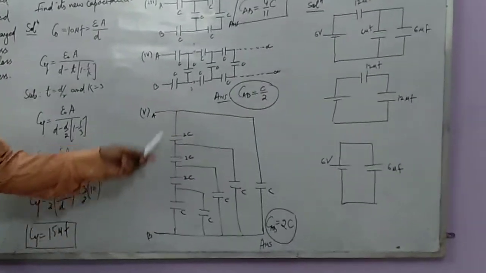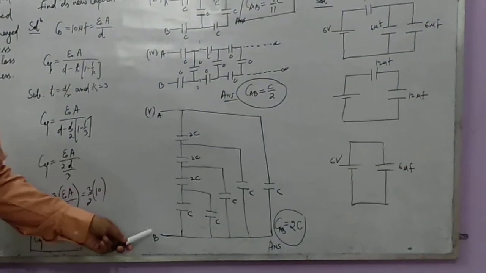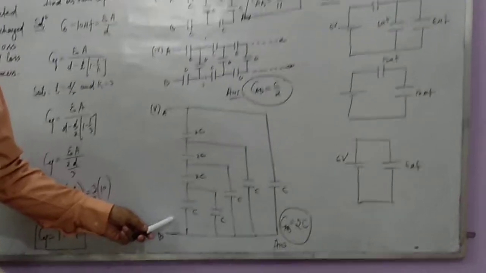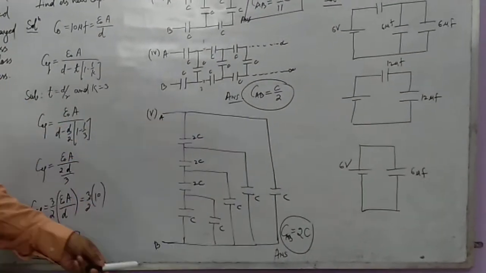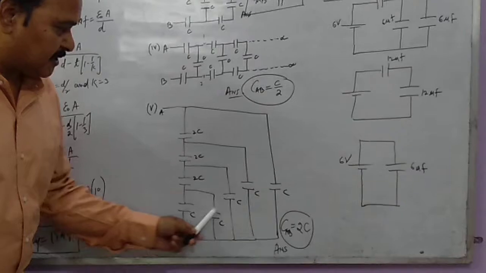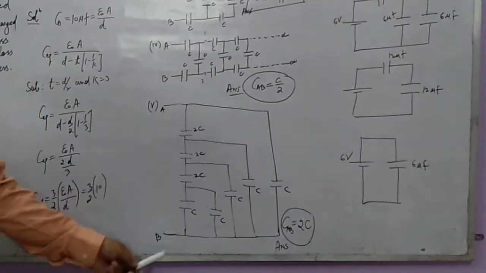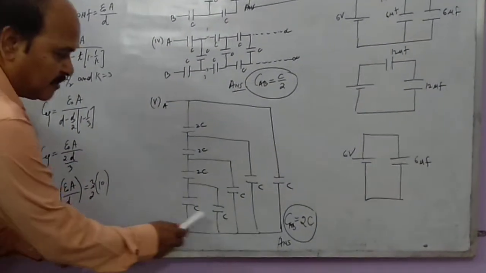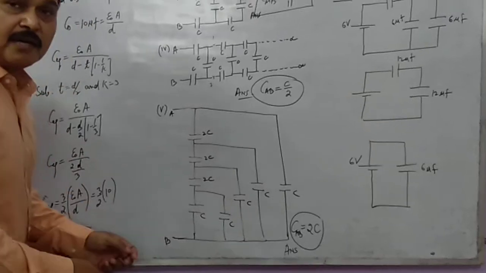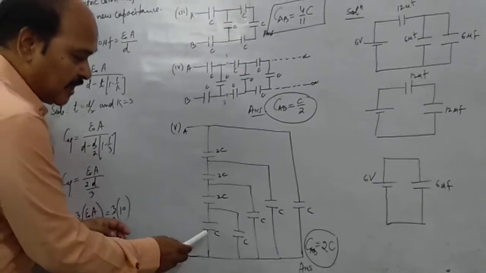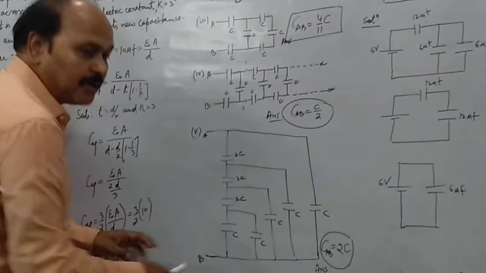This question, very interesting question. A, B, we are supposed to find out the equivalent. Well, if you look at this mixed combination, neither these capacitors are in parallel, nor these capacitors are in series. But if you look at these two capacitors, they are in parallel combination.